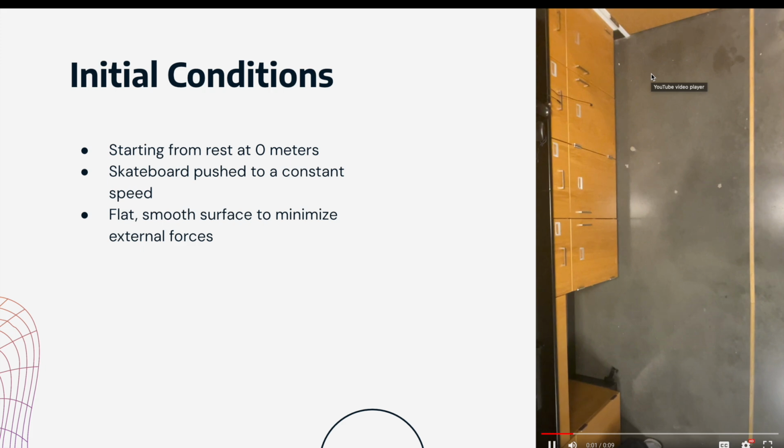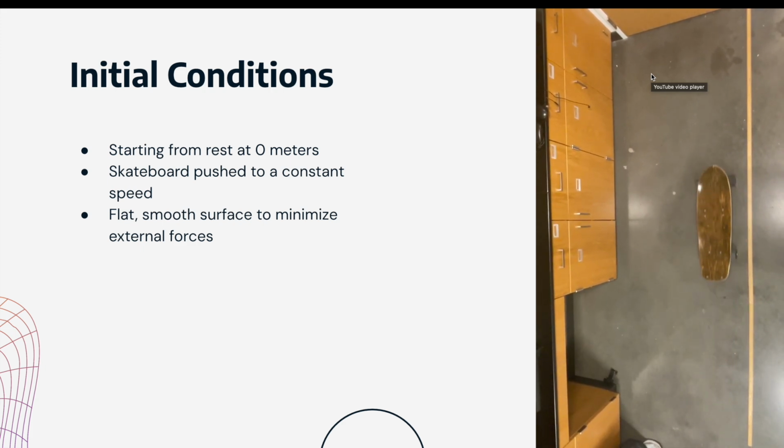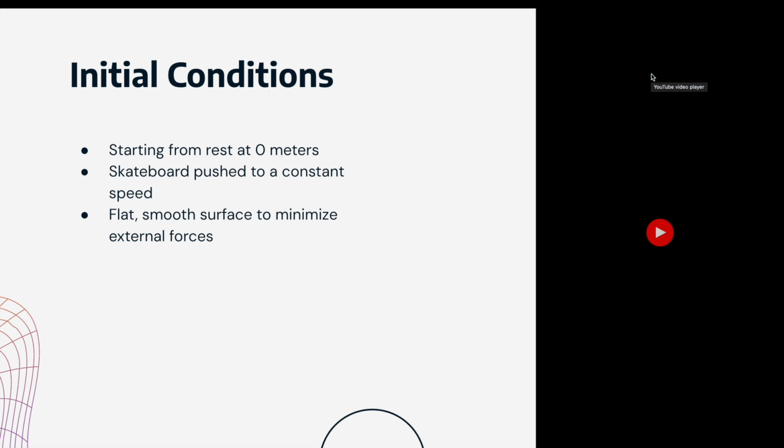So the initial conditions for the experiment were as follows. The skateboard started from a rest position of 0 meters and was pushed to a constant speed before releasing it to travel the full 3 meters. The surface was flat and smooth, minimizing external forces such as friction that could affect the skateboard's velocity. These conditions were necessary to ensure that the skateboard maintained a constant speed throughout its entire motion.